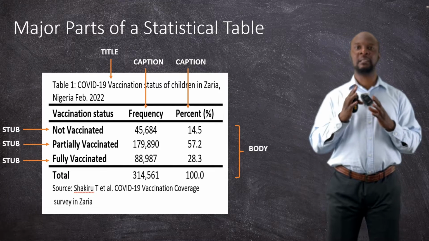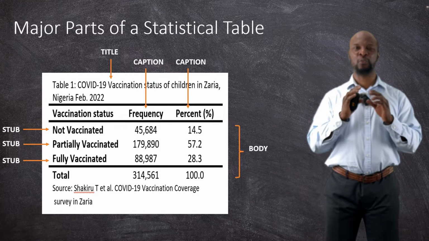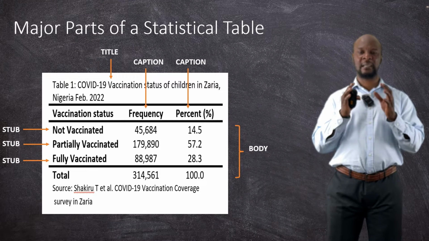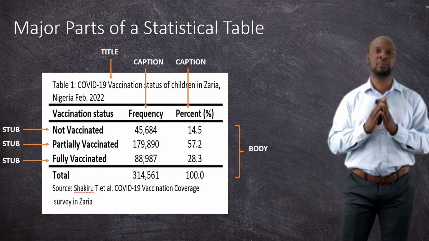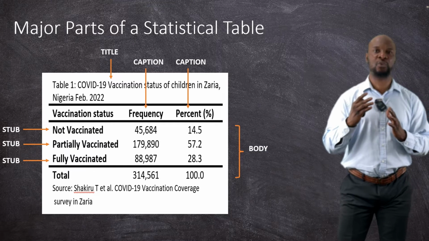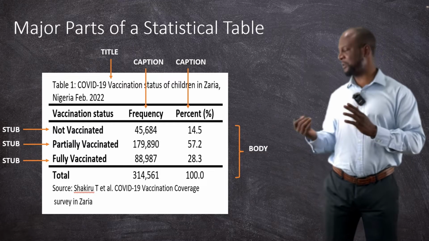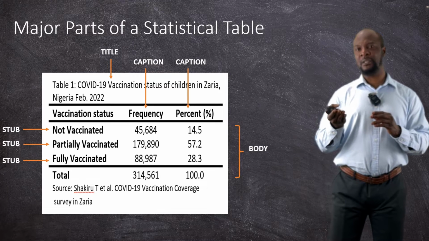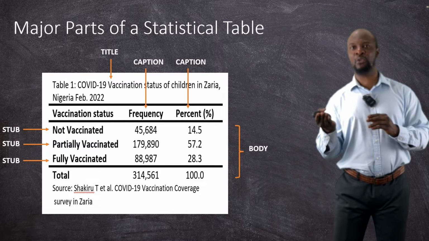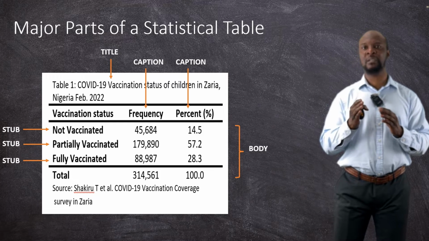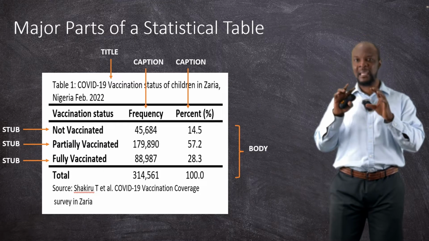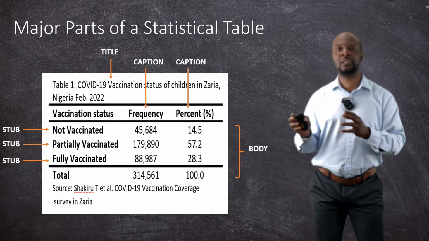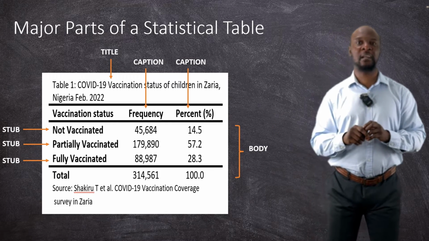So clearly seeing the title. The title should be descriptive. The title should tell you in time, person, and place what exactly are the contents of the table. And then you can also see the stubs. The stubs are the labels of the rows. You can see the captions. The captions are actually the labels of the columns, and then everything else within the table is actually the body.